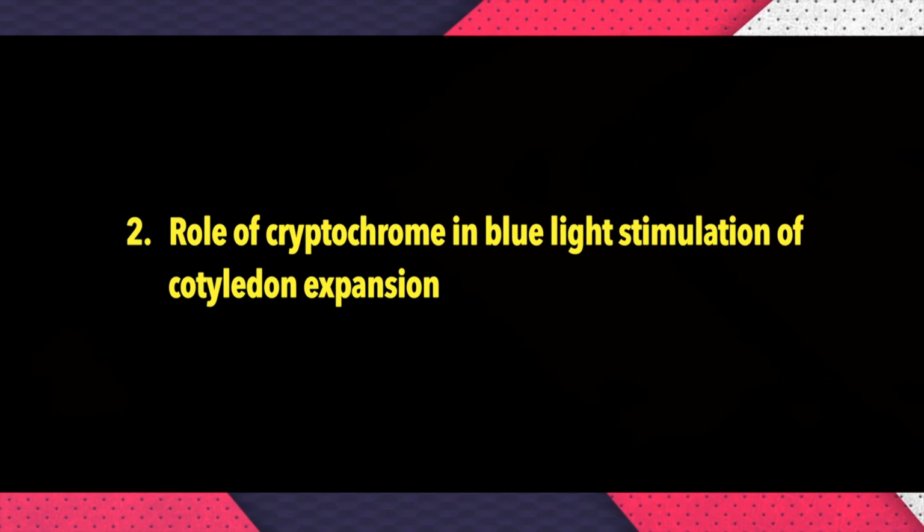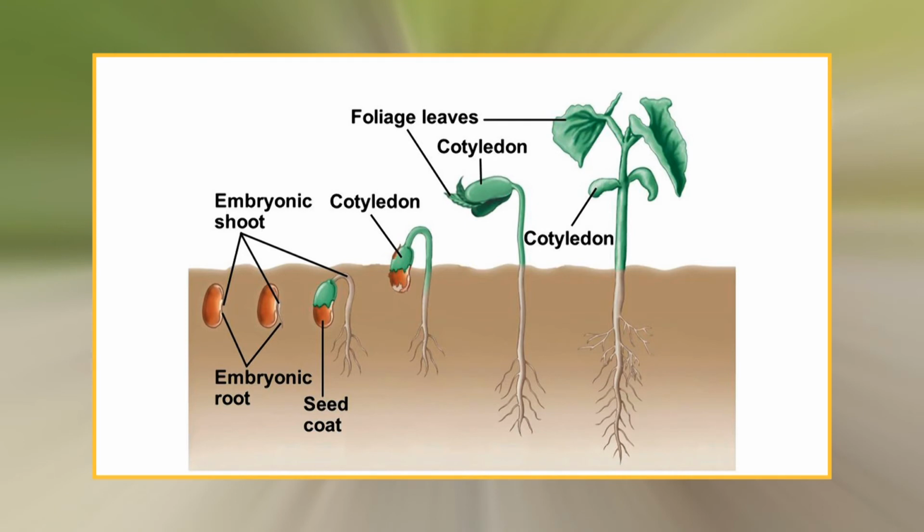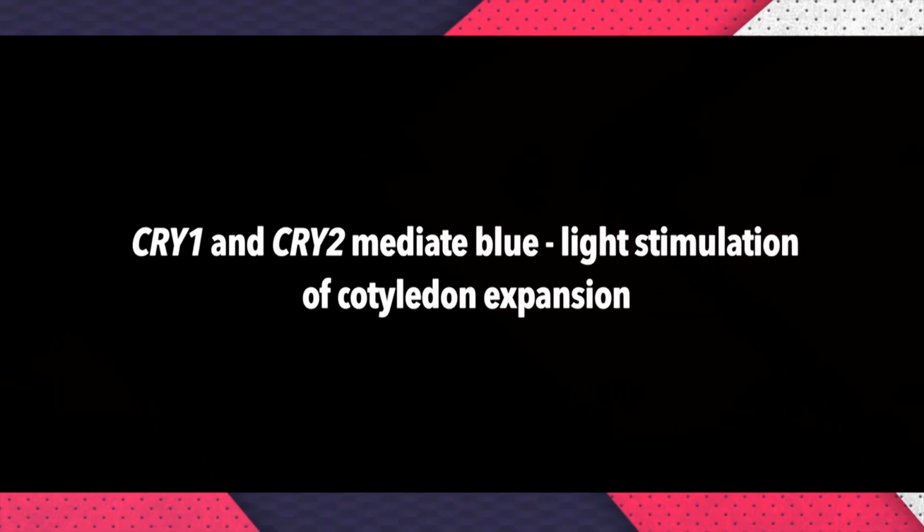Number 2. Role of cryptochrome in blue light stimulation of cotyledon expansion. In contrast to the inhibitory effect of cryptochromes on cell elongation in hypocotyls, cryptochromes mediate blue light stimulation of cell expansion in cotyledons. Both Cry1 and Cry2 mediate blue light stimulation of cotyledon expansion. As in the case of hypocotyl inhibition, Cry1 stimulates cotyledon expansion in both high and low irradiance, whereas the role of Cry2 is limited to low irradiance.